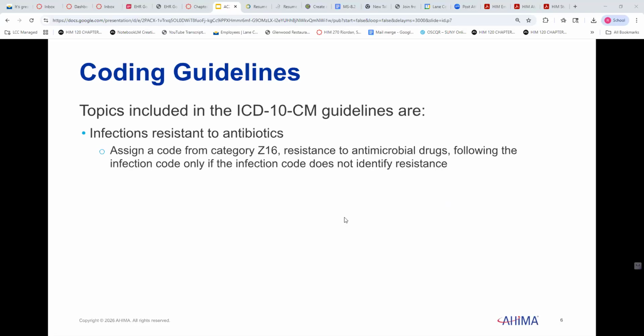And again, another thing that's going to be different, we kind of touched on it last week, but we need to take a look at infections that are resistant to antibiotics. So this would be codes from code category, category meaning the first three characters of the code, Z16, resistance to antimicrobial drugs following the infection.